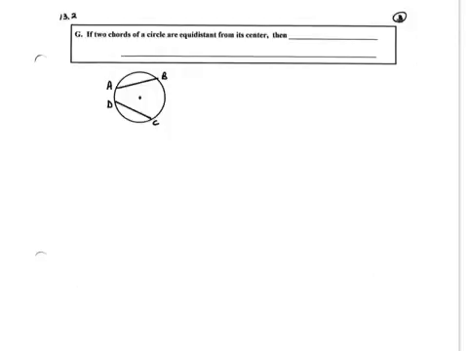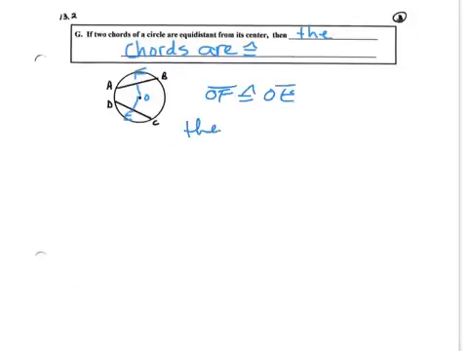Finally, the converse is also true. If two chords of a circle are the same distance away from its center, then they are congruent. So what that means is if OF is congruent to OE, then AB is going to be congruent to DC.